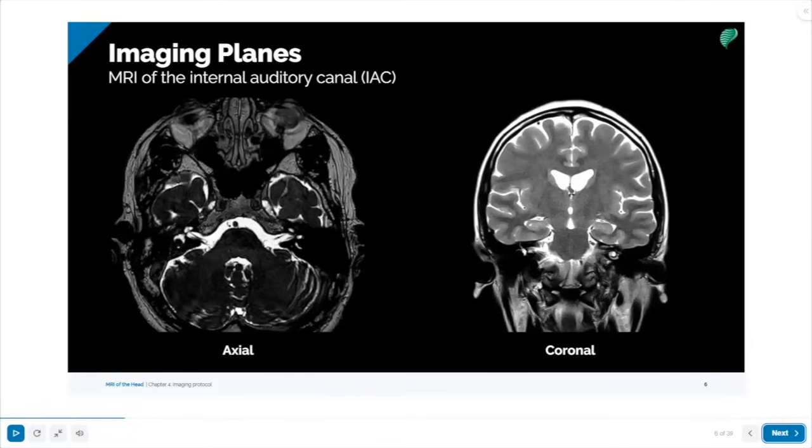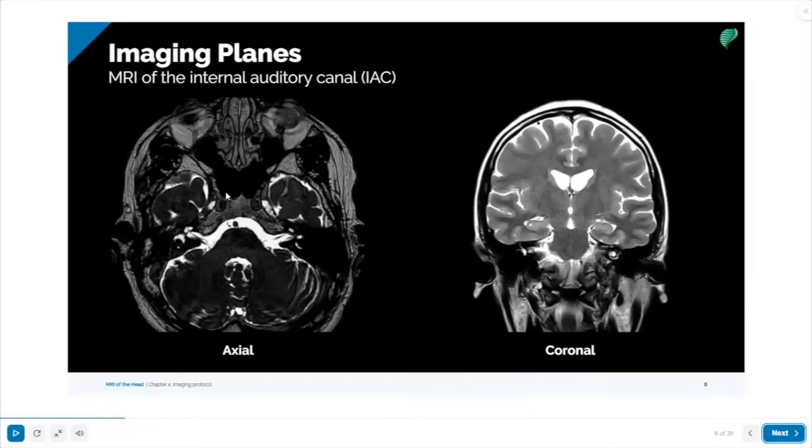While not as commonly used as axial or coronal images, the oblique sagittal plane is sometimes employed in MRI of the IACs to provide a longitudinal view of the internal auditory canal. This plane can help in assessing the length of the canal, the course of the nerves, and any abnormalities along their path. It may be especially useful in cases where the extent of a lesion or the involvement of adjacent structures needs to be precisely evaluated.